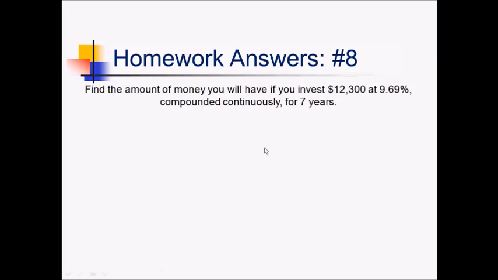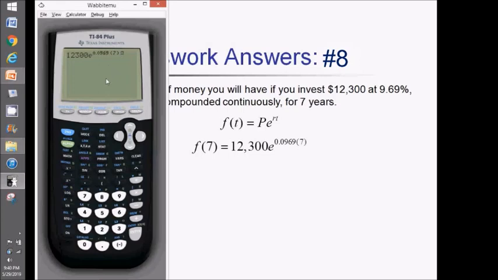On this problem, I want to know how much I'll have if I invest $12,300 at 9.69% interest compounded continuously for 7 years. Since I'm compounding continuously, I need my PERT formula, P times E to the RT. So that's going to be a principal of $12,300 times E to the interest rate, which is 0.0969 times a T value of 7. And now for the calculator. So plugging all that in, we end up with $24,237.46.